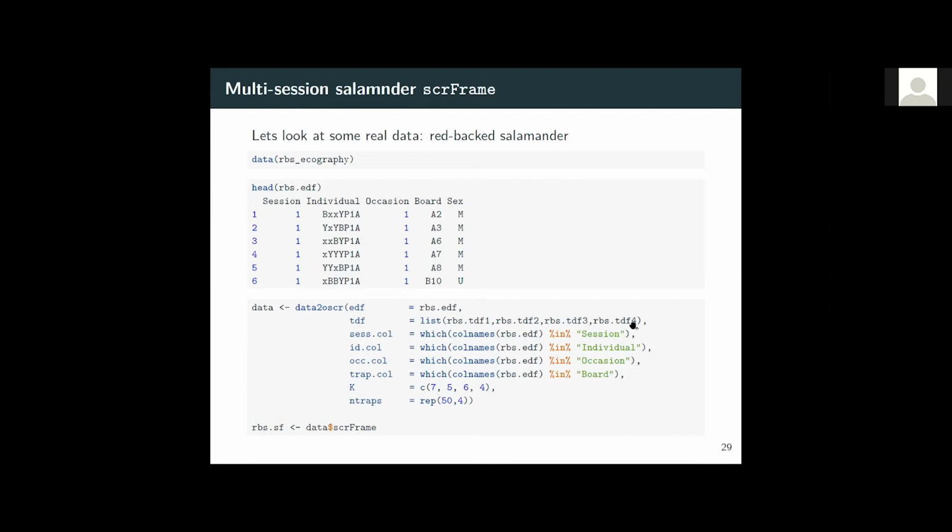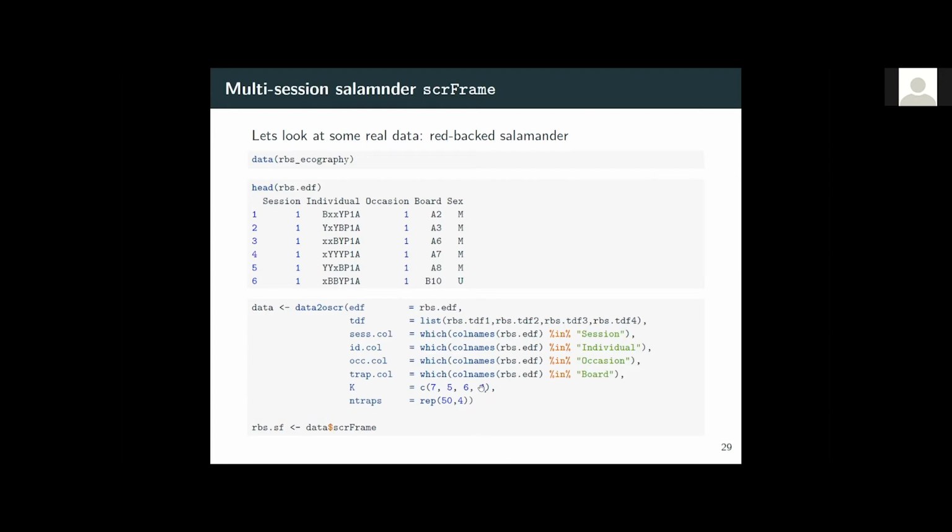Okay, so I had to provide my multi-session EDF, my extended list of TDFs now, 1 for every session. This is the same. I just provide the columns for where my relevant information lies in the EDF. Now I have to specify how many occasions for each session. And as you saw before, I have a variable number of visits to each array. I have 7 for session 1, and 5, 6, and 4 for sessions 2 through 4 respectively.